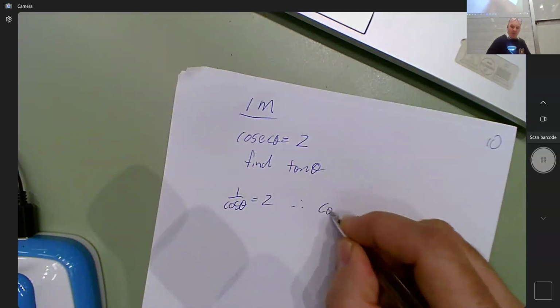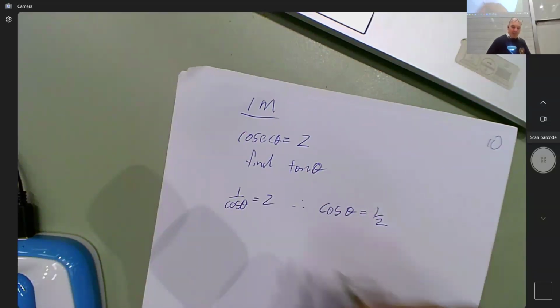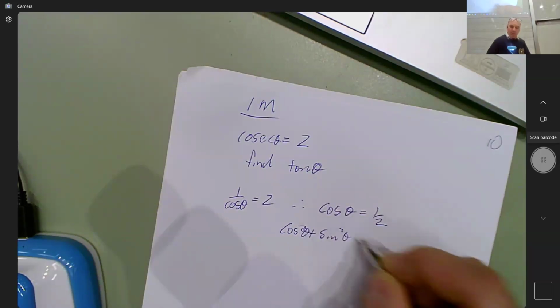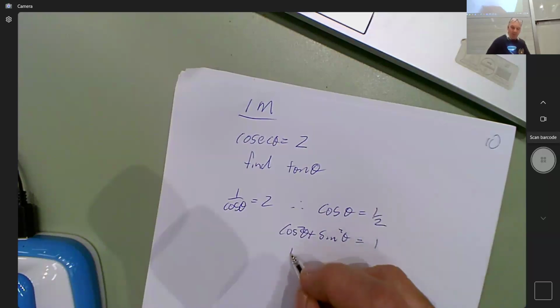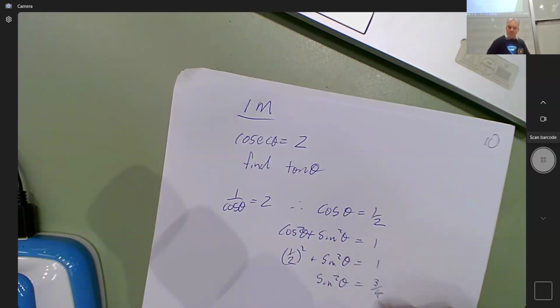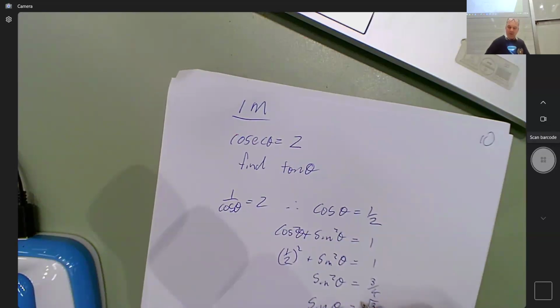Therefore, cos theta is equal to a half. Cos squared theta plus sine squared theta is equal to 1. So I have a half squared plus sine squared theta is equal to 1. Sine squared theta is equal to 3 on 4. And so sine theta is equal to root 3 on 4, which is root 3 on 2. And I'm going to whack in a plus or minus.